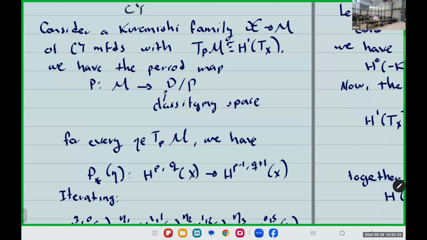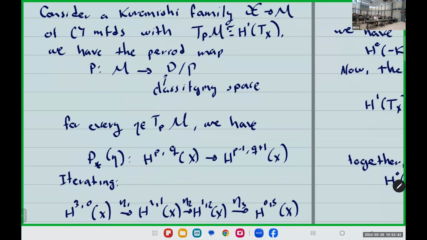And we have a map, the so-called period map, that goes from the base of this family to this classifying space. Now, every time that we take a tangent vector in this family, we have a map that is actually the derivative of the period map, given by the Kodaira-Spencer map, and this is known as transversality.